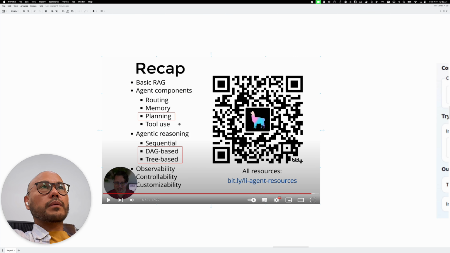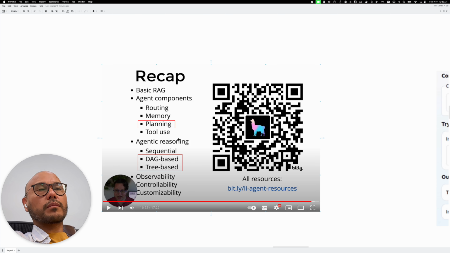Here we have different screenshots that come from people from LlamaIndex, which is a competitor of LangChain or LangGraph. And here are patterns that we can find within the RAG implementation, where we have routing, memory, planning. We can add tools to our agents. We have reasoning agentics, where we have sequential, direct graph, and tree-based. And we can include observability as well, which is pretty important in the context of RAG to understand what they are doing.